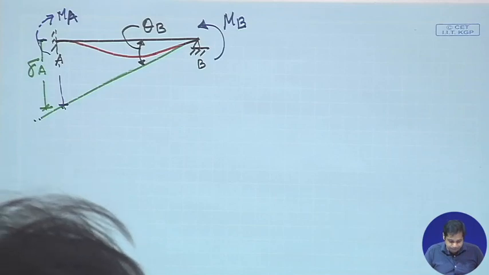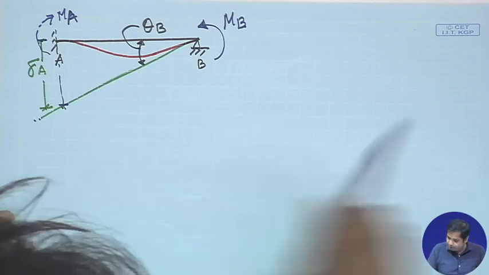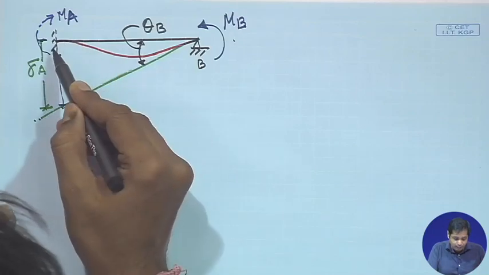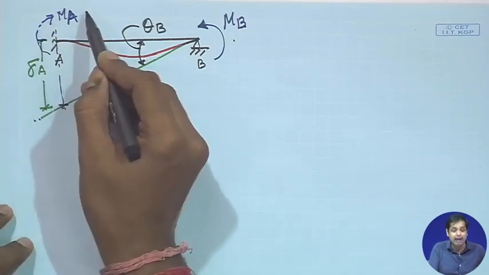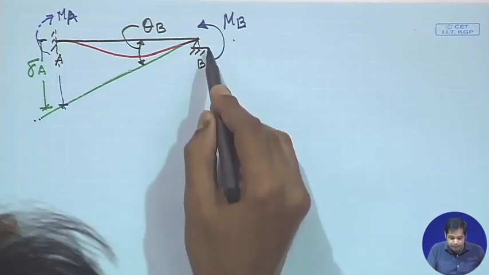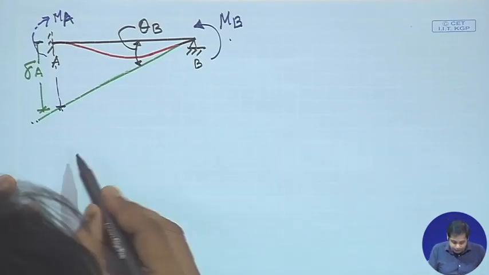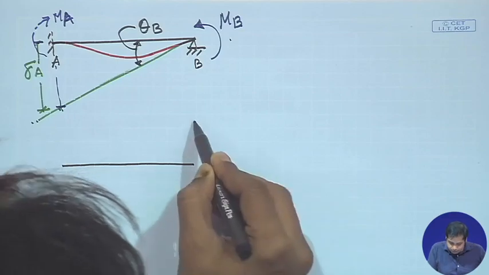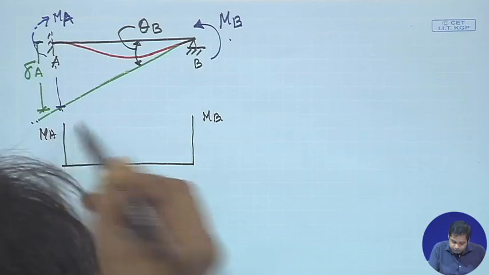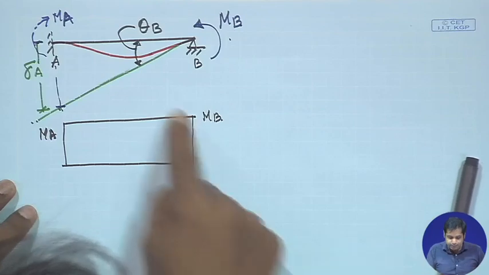Now, let us first draw the bending moment diagram. The moment at B is MB and the moment at A is MA, and there are no other forces in between. So, the bending moment at B will be MB, the bending moment at A is MA, and in between they vary linearly. We do not know whether MA is more, or what value. So, this is the bending moment diagram, right.